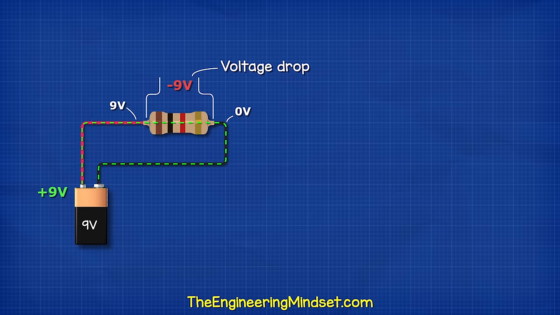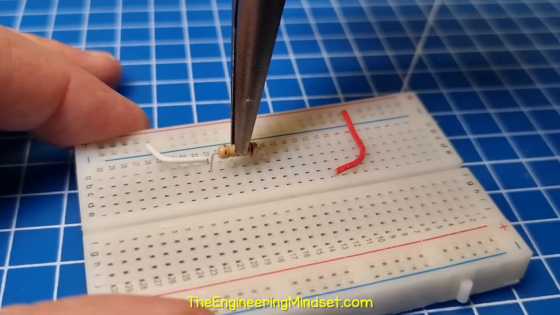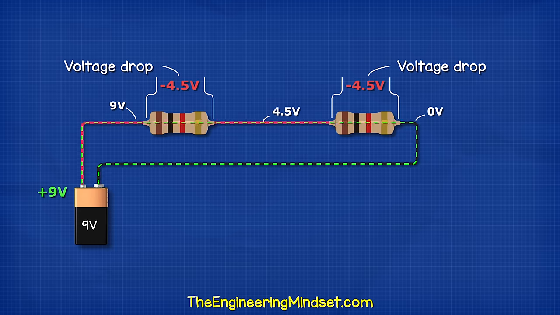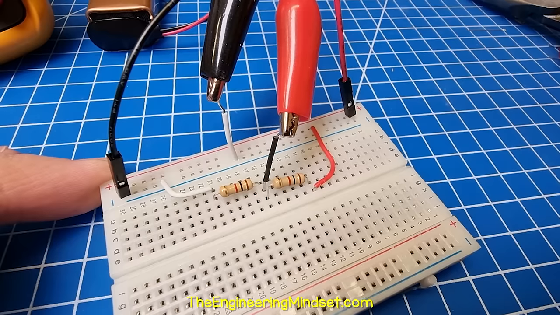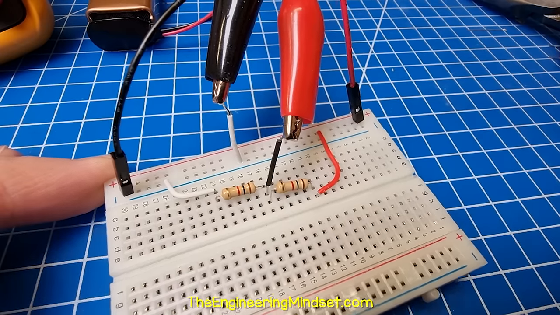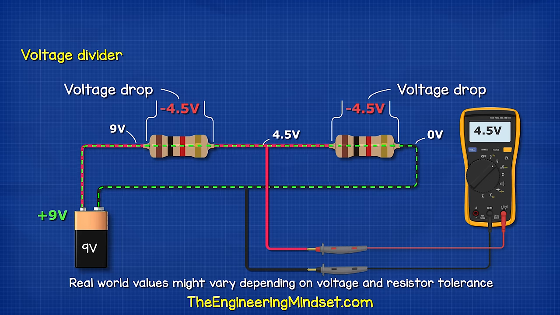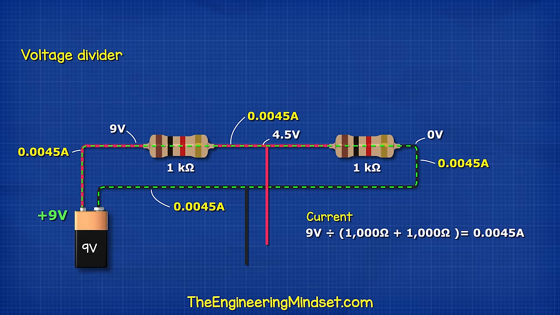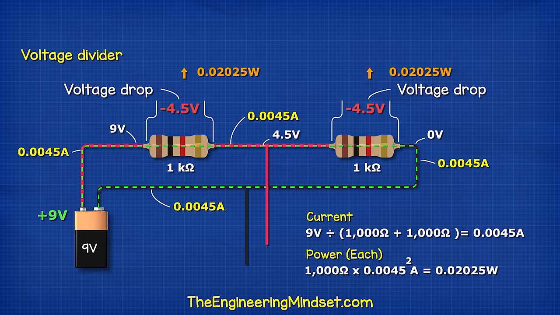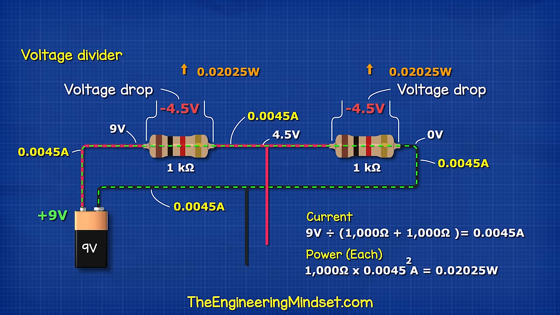We know that there is a voltage drop over a resistor. If we have two equal sized resistors in series, the voltage drop will be the same across each. So if we measure between the resistor and ground, we can access half of the voltage, and we have therefore created a voltage divider. The same current flows through both of them, but the voltage drop and power dissipation is different. It has been divided.